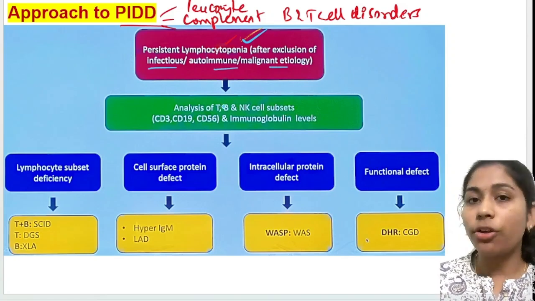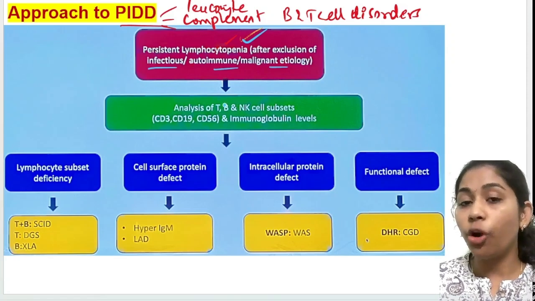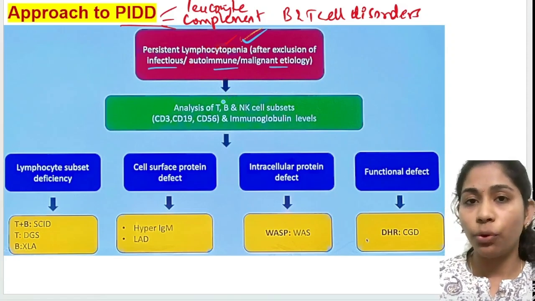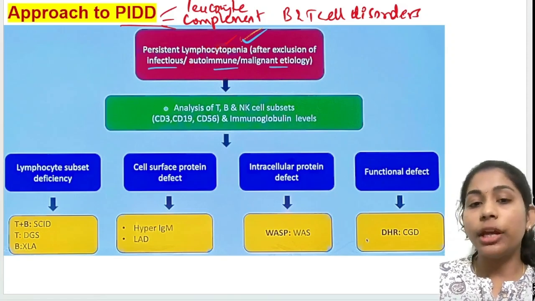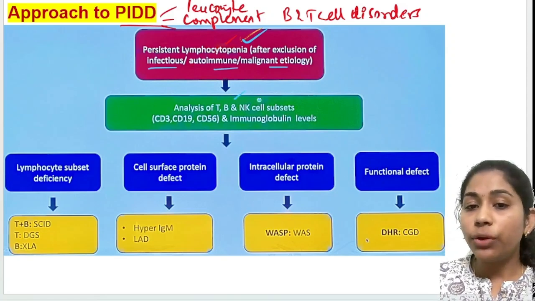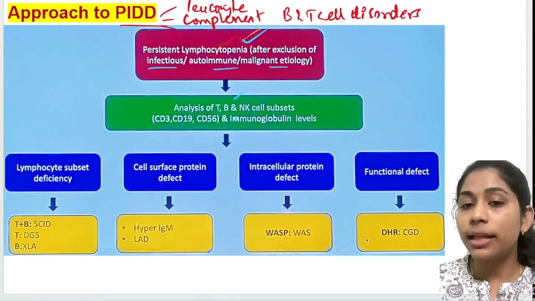We have to first rule out all other causes of these cytopenias. Before doing all these things, you should not go directly for flow. After excluding everything, we analyze this. In lymphocytopenia, we are analyzing the T cells, B cells and NK cells.